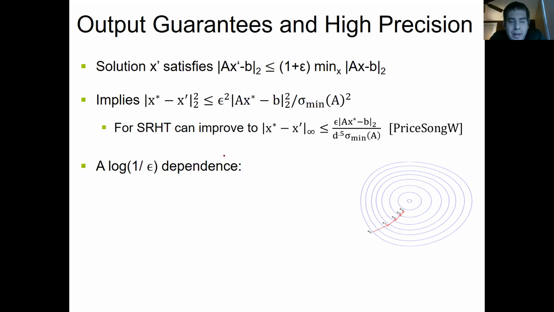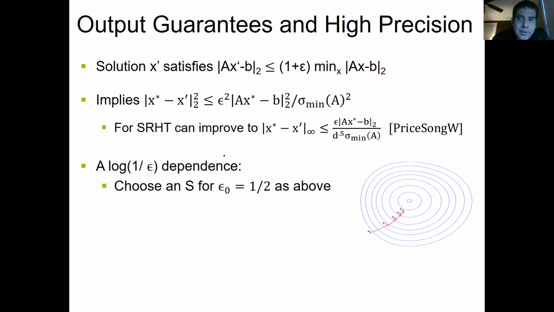Another thing that sometimes people ask about is that the sketch and solve paradigm as presented has kind of a poor dependence on epsilon. So you saw bounds of the form 1 over epsilon squared. And oftentimes in applications in scientific computing and other places, you really want very high precision. And so you might prefer a log 1 over epsilon dependence. And so there's another way of combining sketching, using sketching for regression by combining it with gradient descent. So you use sketching as a preconditioner. And the way it works is as follows.